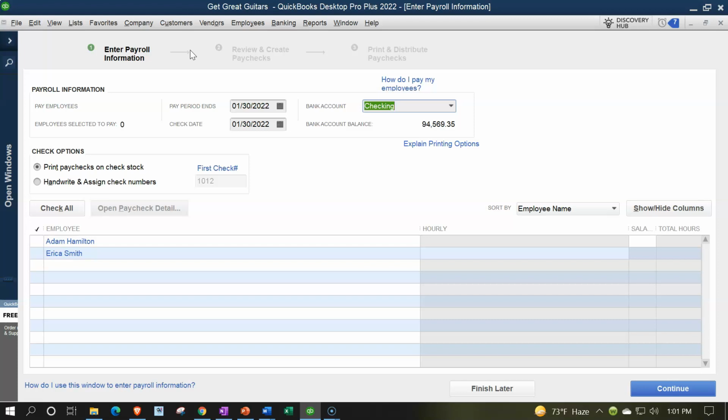You could say, well, I'm going to be ending this at the end of the week, depending on how often you pay them, and then I'm going to issue the checks 3 days later or something like that, if you so choose. It's going to come out of the main checking account.